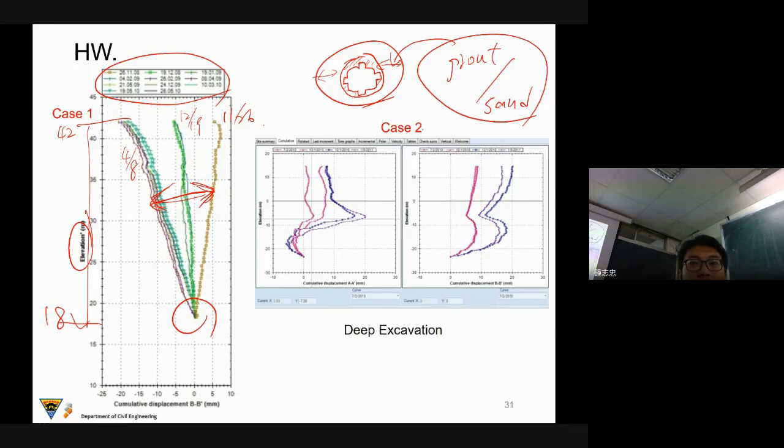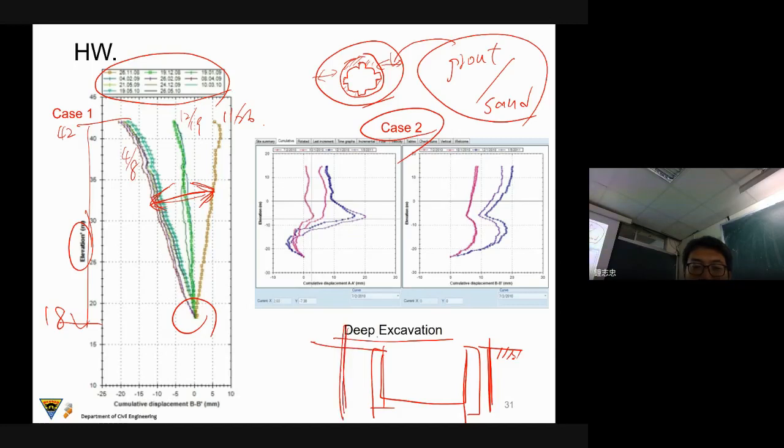And also for case two, this is the inclinometer from a deep excavation, I mean for basement construction. So I may have an inclinometer here, or just inside of the retaining wall. This is the retaining wall. So this is the result from the measurement of the deep excavation. But you can find here, there's a very strange, big part of this measurement. So can you explain why we get this measurement in the case of this deep excavation?